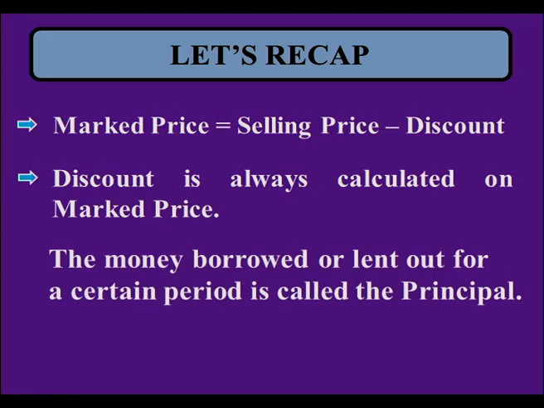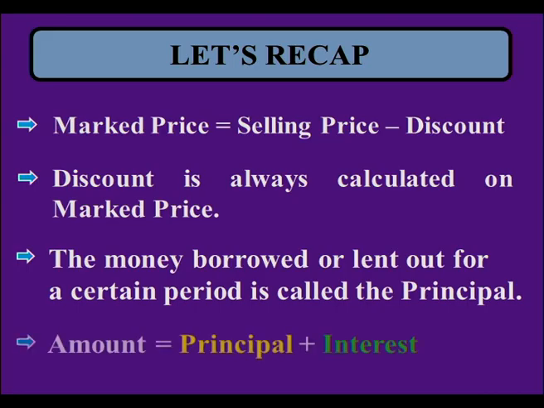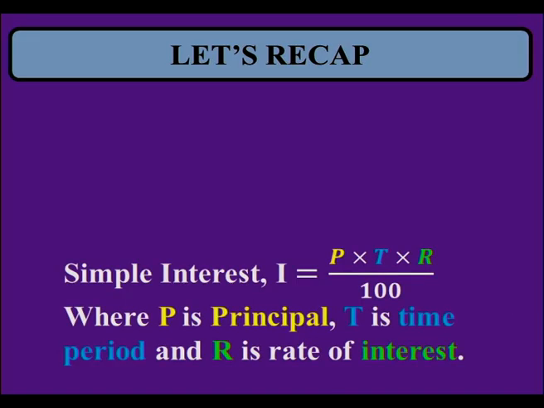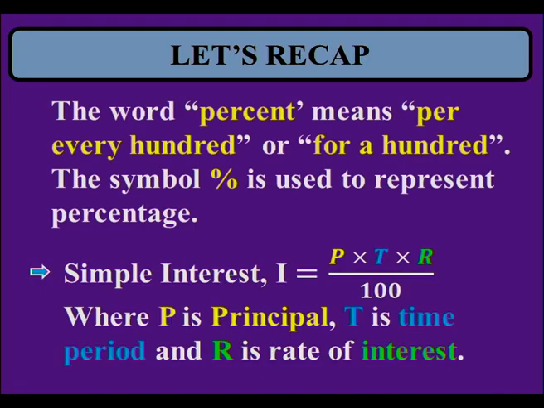The money borrowed or lent out for a certain period is called the principal, and amount is equal to principal plus the interest. Simple interest I is given by P into T into R by 100, where P is principal, T is time period and R is rate of interest. The word percent means per every 100 or for 100, and the symbol is as shown on your screen.